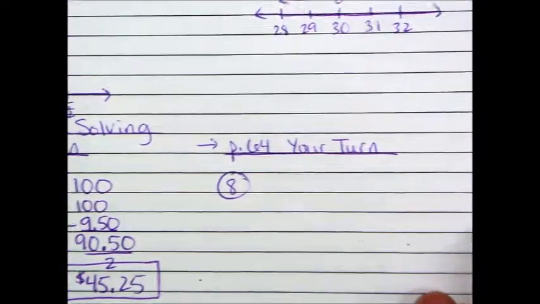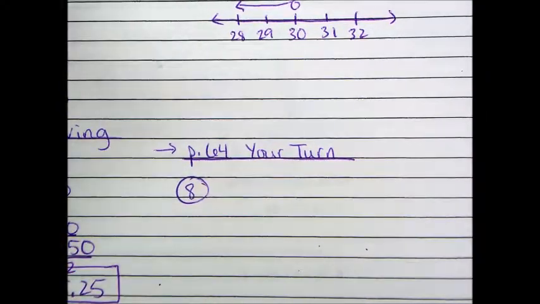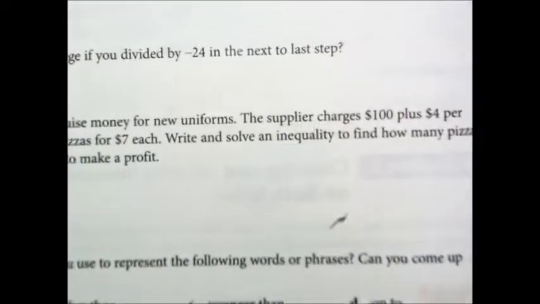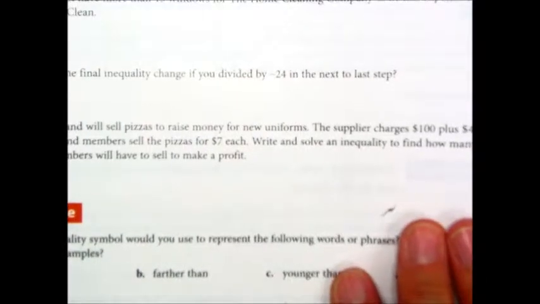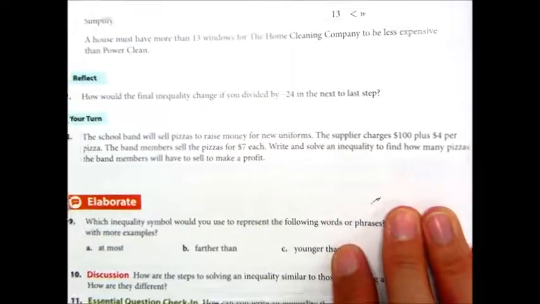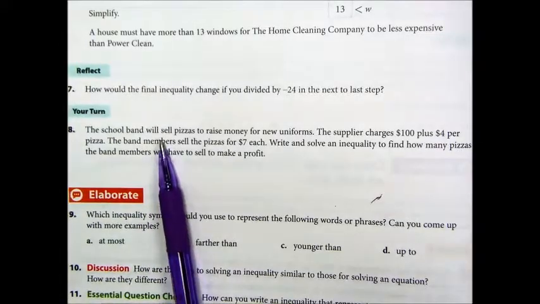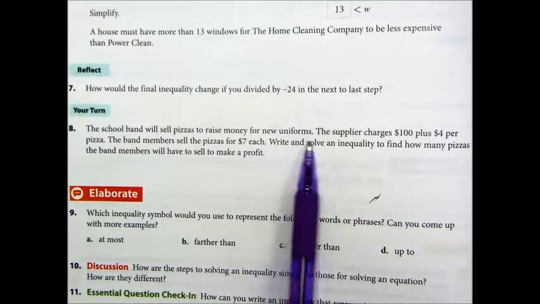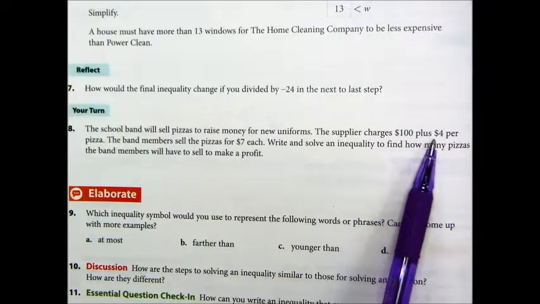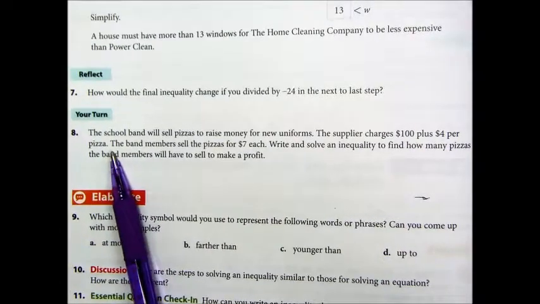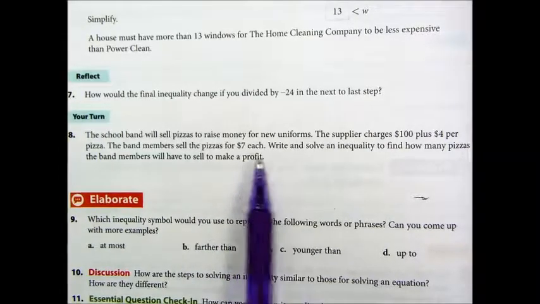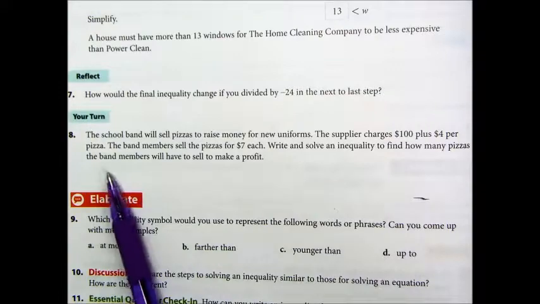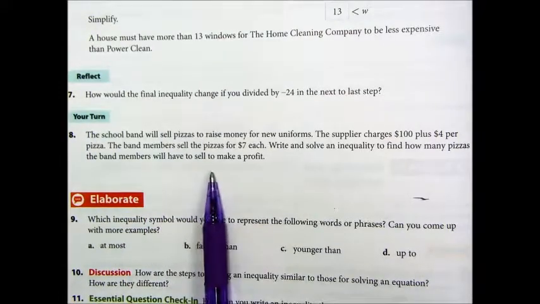Okay, one more example of this comes from page 64 in the Your Turn section. It's problem number 8 about a fundraiser. On problem number 8, it says the school band will sell pizzas to raise money for new uniforms. The supplier charges $100 plus $4 per pizza. The band members then sell the pizzas for $7 each. Write and solve an inequality to find how many pizzas the band members will have to sell to make a profit.